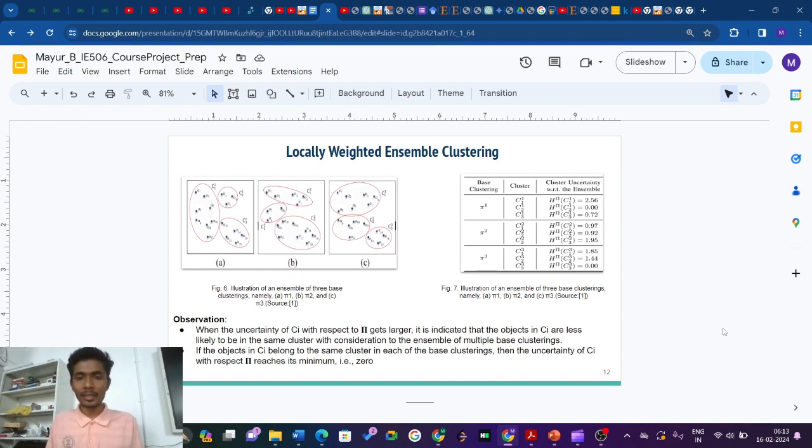So the final output is shown in figure 7. I have taken this figure, this picture, from the research paper that I have referred to. These final values are used by a consensus function. This consensus function will then give us a final prediction value. Now, the consensus function is not a part of my research paper, hence I am not discussing it. And in this slide, we have observations which I have already discussed in the previous slide.